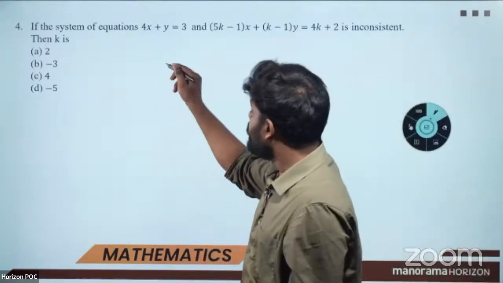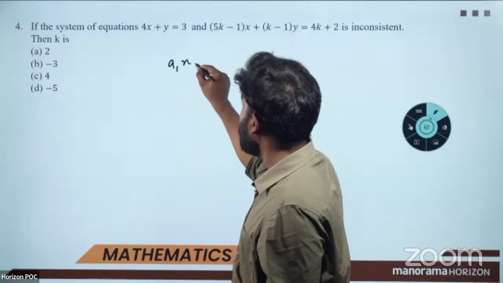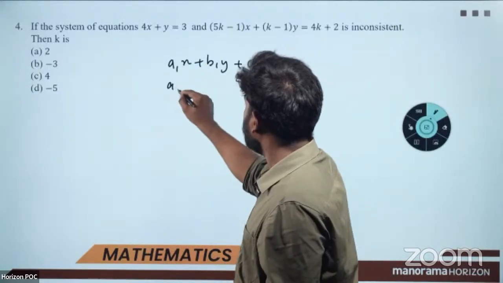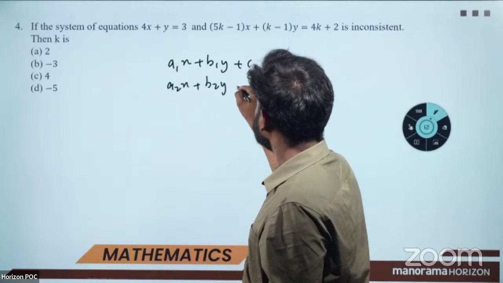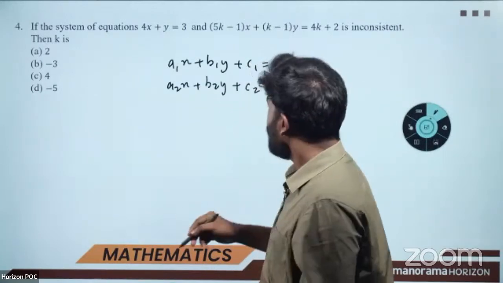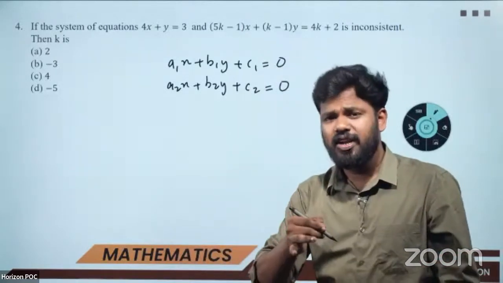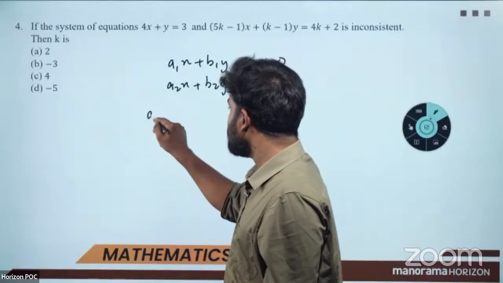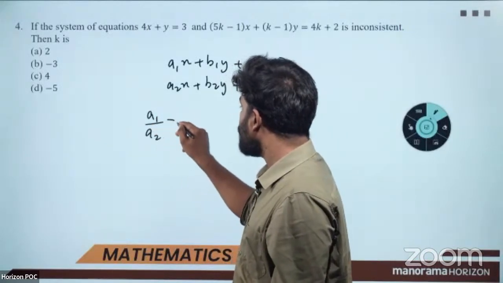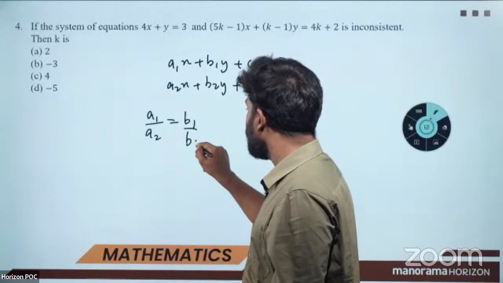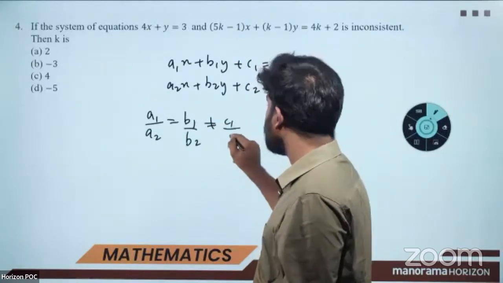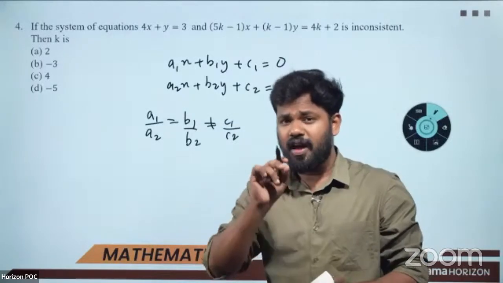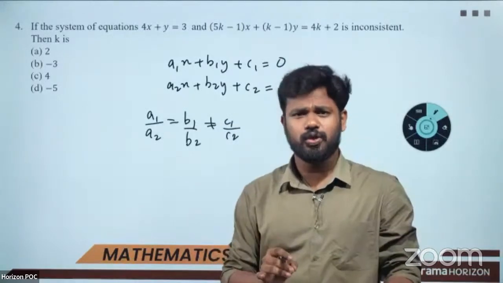We know that when we have a system of equations, a1x plus b1y plus c1 is equal to 0, and a2x plus b2y plus c2 equal to 0, if they are inconsistent, what is the condition that we have to use? Remember, when they are inconsistent, the condition is a1 by a2 will be equal to b1 by b2, which is not equal to c1 by c2, right? a1 by a2 will be equal to b1 by b2, but will not be equal to c1 by c2.